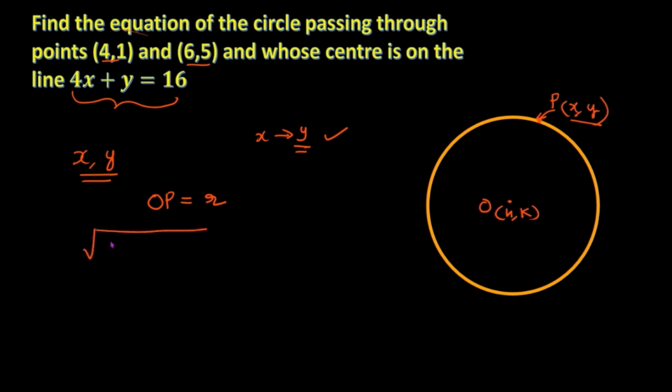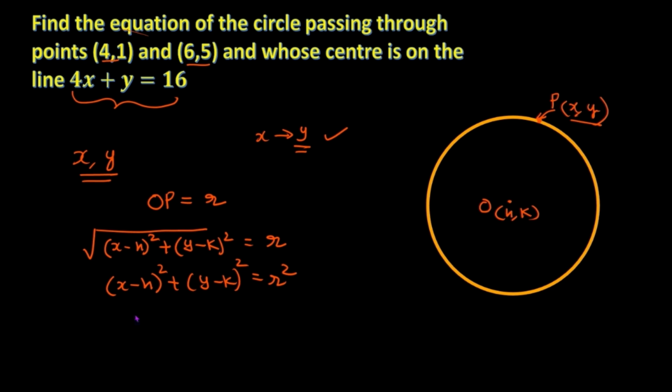That is the square root of the difference between the x coordinates, x minus h whole square, plus the difference between the y coordinates, y minus k whole square, equal to r. Squaring both sides of the equation, what do we get? It is (x minus h) whole square plus (y minus k) whole square equal to r square. So this is the circle equation.